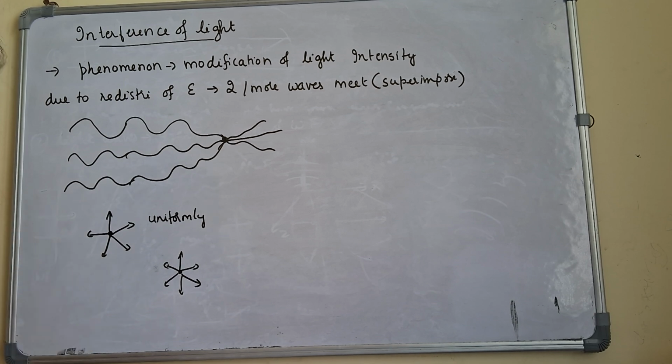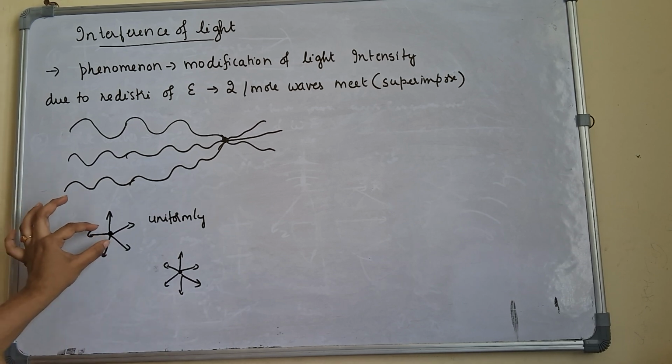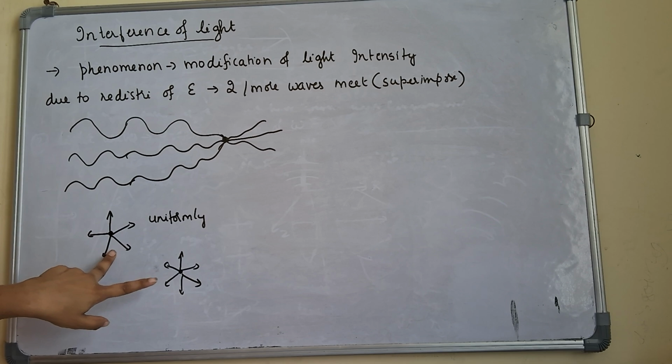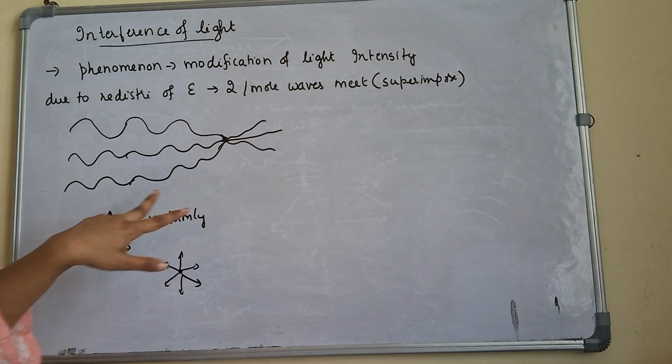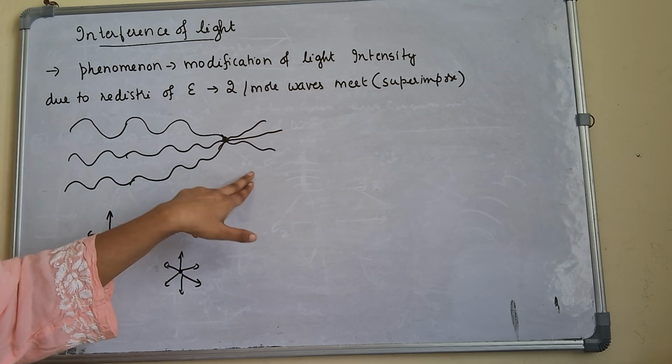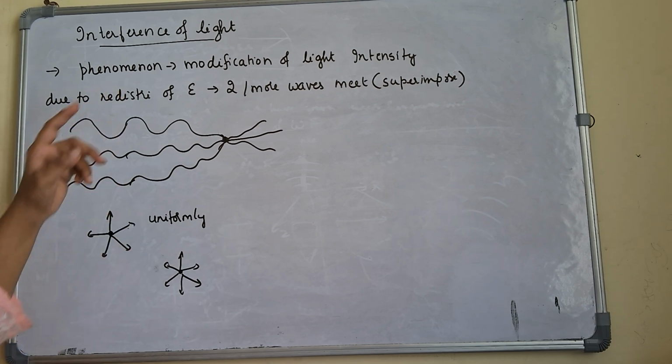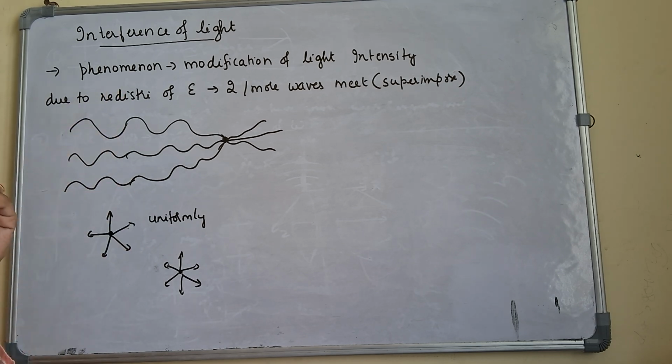There will be slight modification in the light intensity. To explain why it is happening, if you consider one source, all the light which is emitting is uniformly distributed. But when there are two light sources and the light waves of these two sources try to meet or interfere, there will be redistribution of energy. Slight modifications will be there.